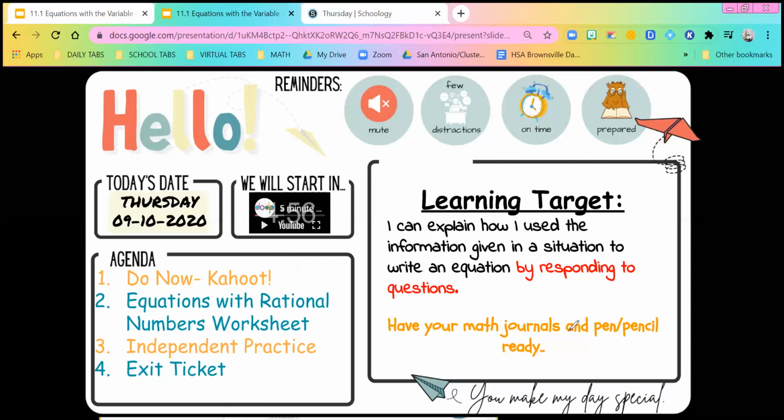Please, if you need your math journal, have it ready. And of course, pen and paper so you can work some stuff out, okay? So let's talk about this rational numbers worksheet.